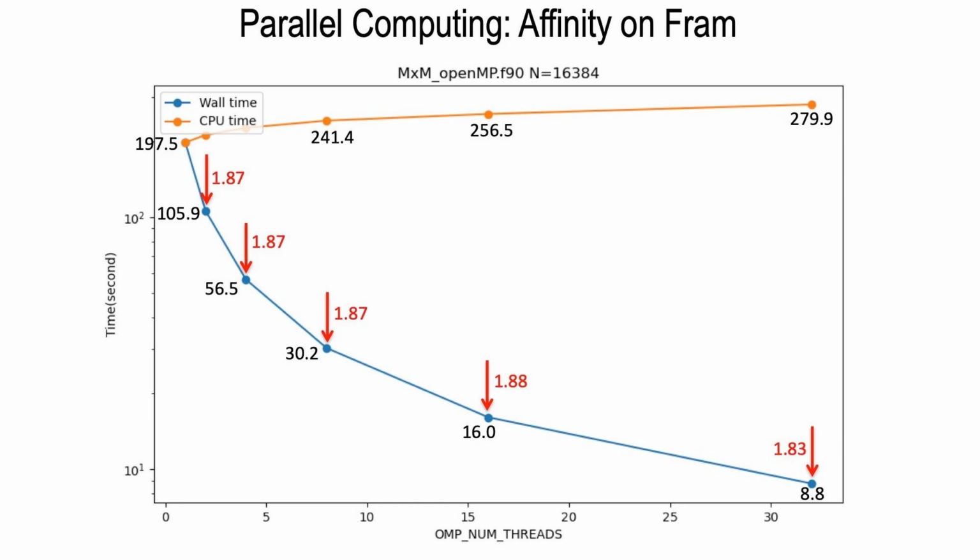We observed that using spread and close binding yielded similar performance on the Fram Linux cluster. In our upcoming video, we'll explore OpenMP affinity on the Betsy Linux cluster. Contrary to our findings on Fram, we'll demonstrate that spread and close binding exhibit different performance characteristics on Betsy.